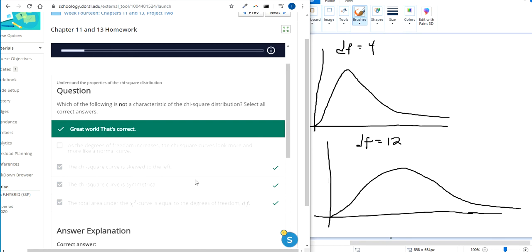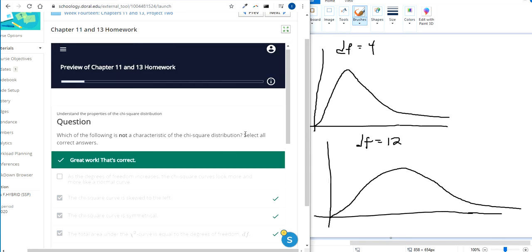Yeah, I guess that's it. Those are the basics of what the chi-square distribution looks like and its properties.